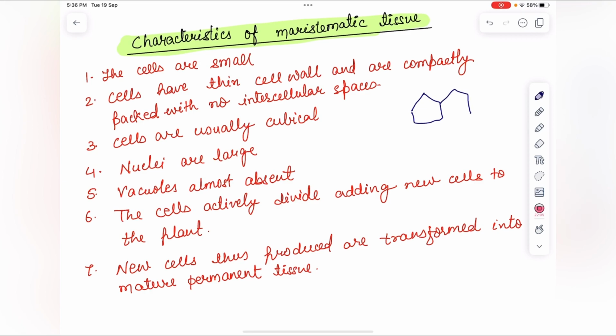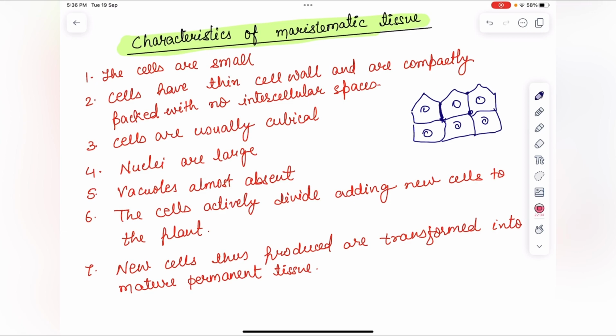When cells are arranged like this, there will be very less intercellular space. The spaces between the cells will be very little. That's why it is called compactly packed. Intercellular between cells means what? The spaces between the cells. So there will be no intercellular spaces between the cells.